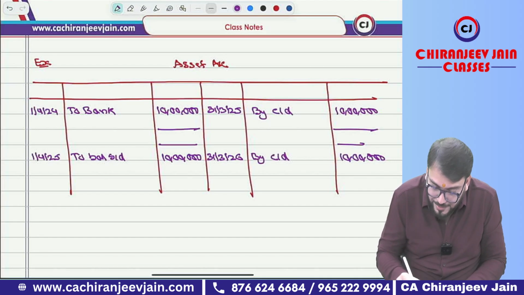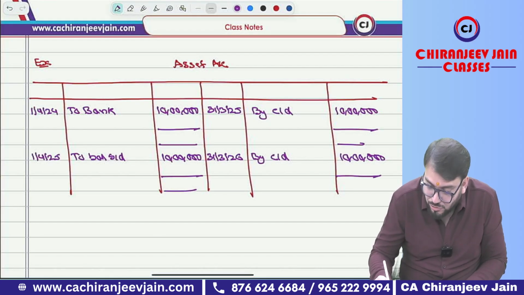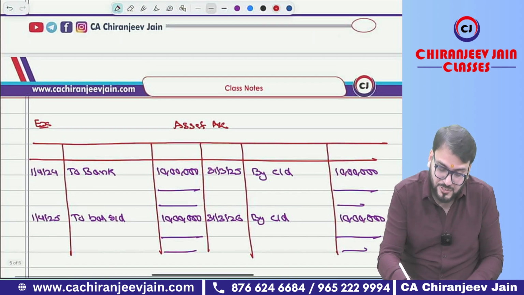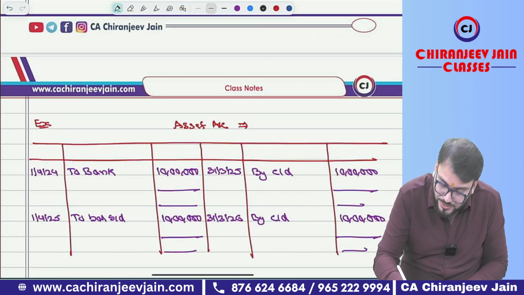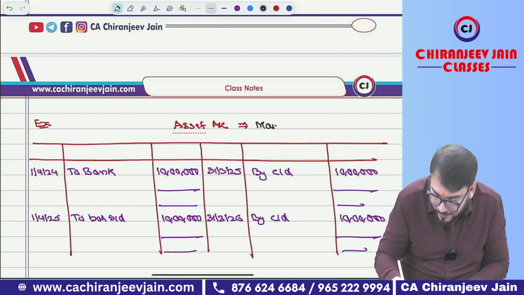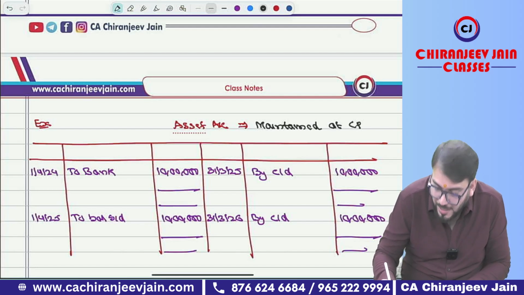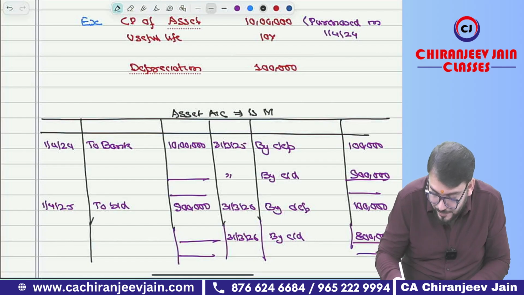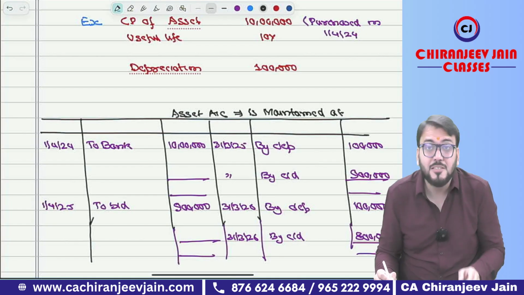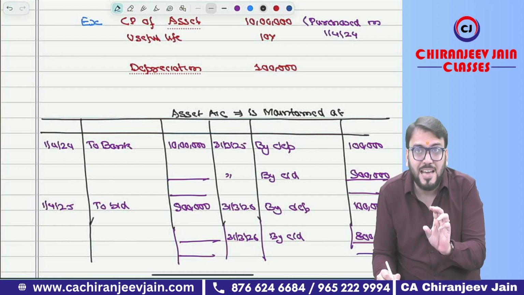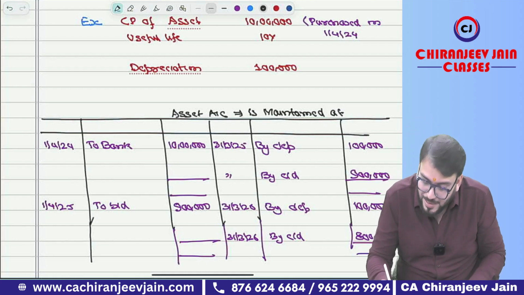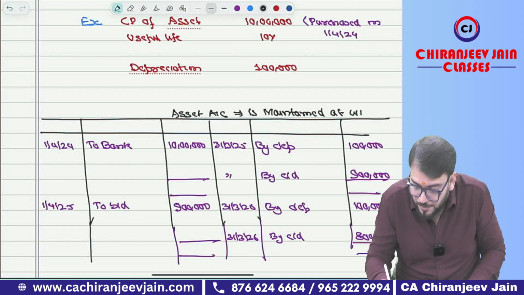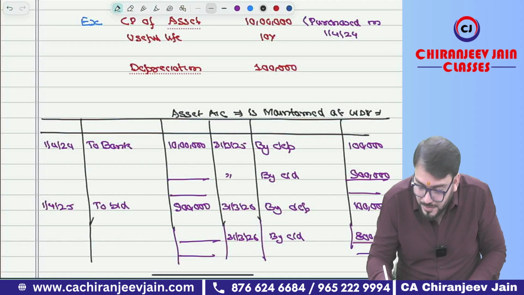So in this case, what happened? The asset account is actually maintained at cost price. But in the other case, the asset account is maintained at WDB. WDB is written down value, or we can say carrying amount. Carrying amount is nothing but net book value. So I will use the word carrying amount, or you can add on WDB. WDB is nothing but carrying amount.